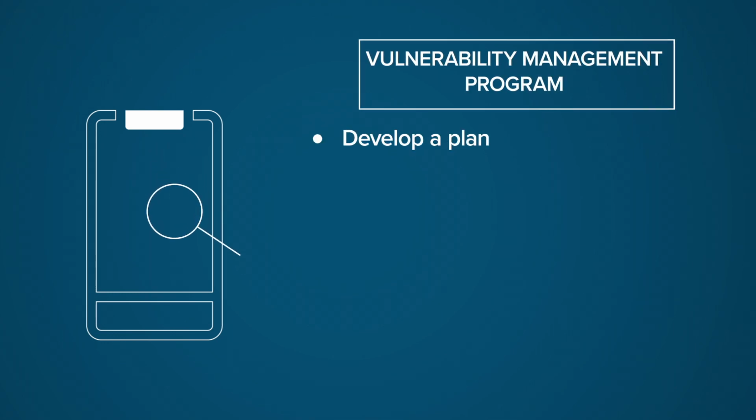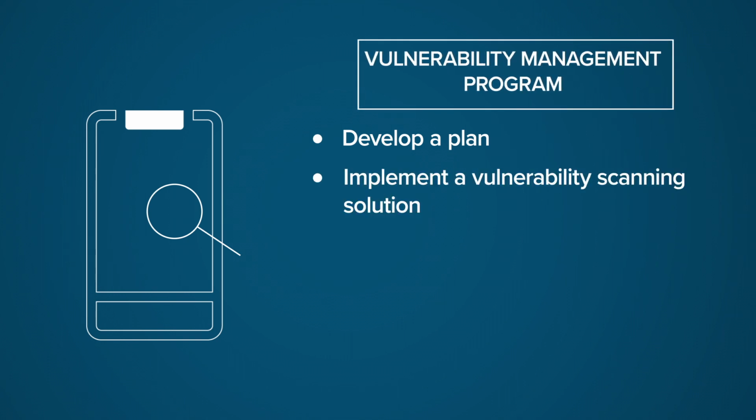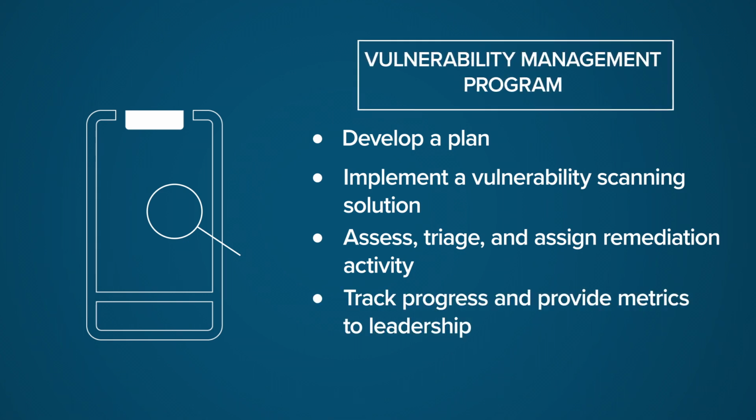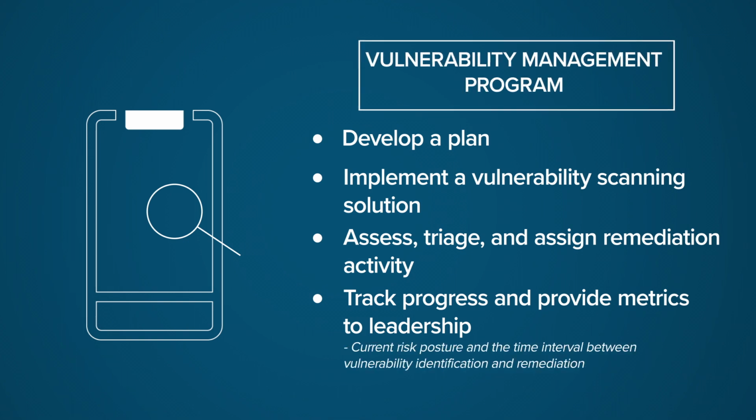Develop a plan in coordination with system owners. Implement a vulnerability scanning solution against known applications and networks. Assess, triage, and assign remediation activity to the appropriate system or data owner. Track progress and provide metrics to leadership. Such metrics should include the current risk posture and the time interval between vulnerability identification and remediation.